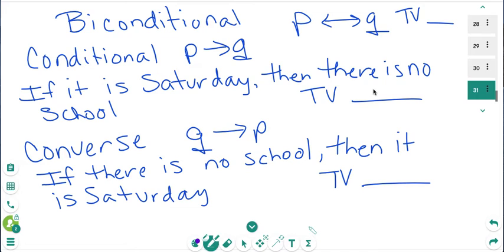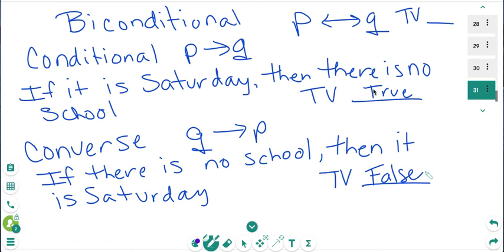So if we look at the conditional, if it is Saturday, then there is no school. We said that that conditional is true. If it is Saturday, there is no school. We don't have school on Saturdays. Now let's look at the converse. If there is no school, then it must be Saturday. Well, we said that the converse is false because it could also be Sunday.